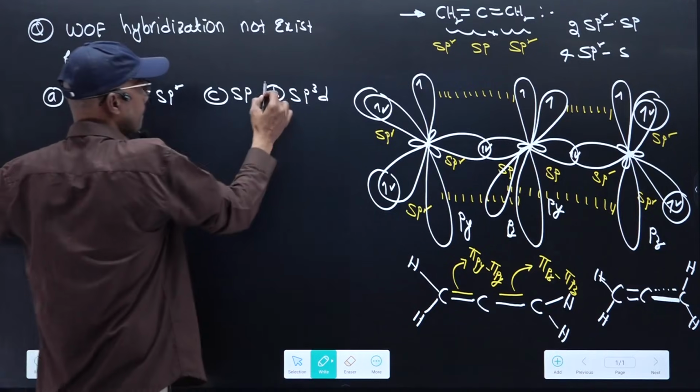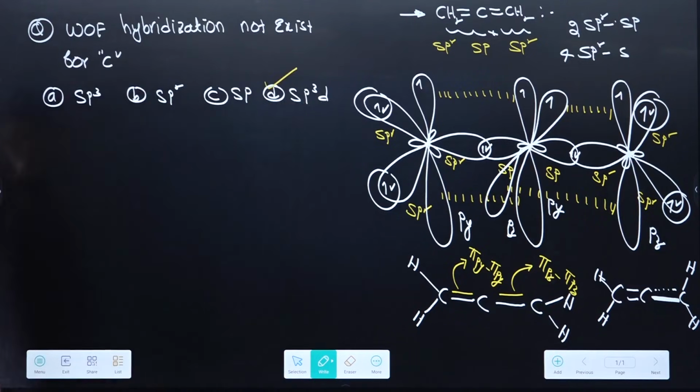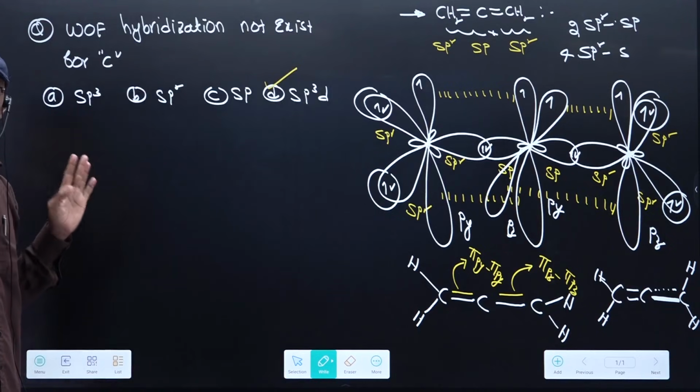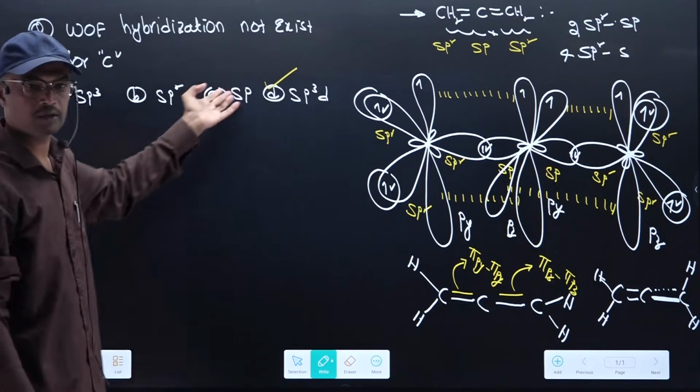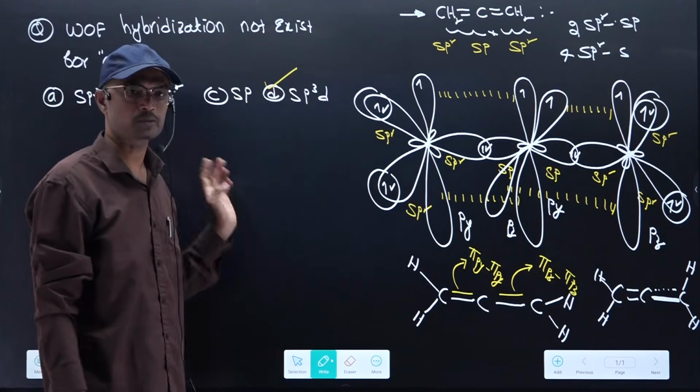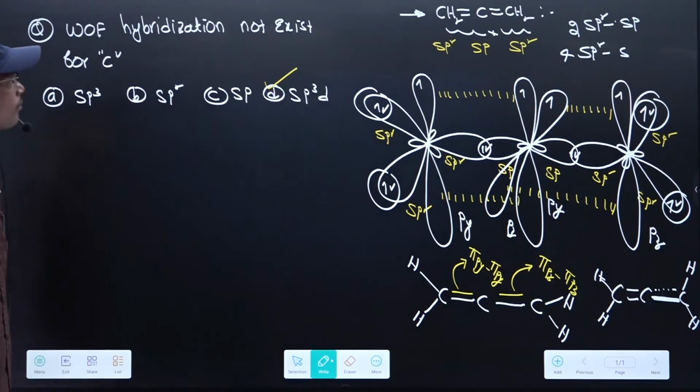sp3d. Why? What is the reason? Why is it not possible? Due to the absence of d orbitals. Carbon does not have any d orbital, that's why sp3d is not possible. So the hybridization that does not exist for carbon is sp3d.